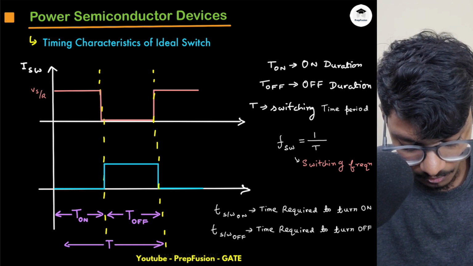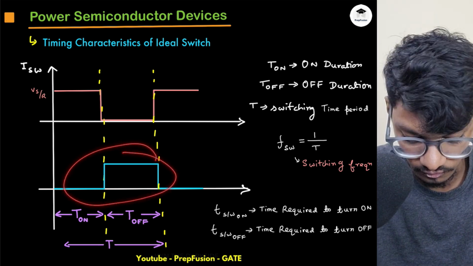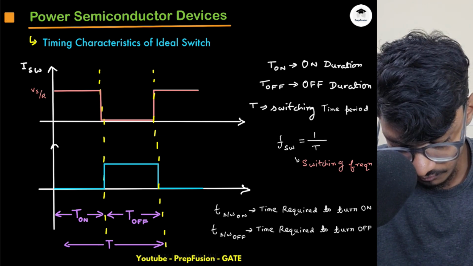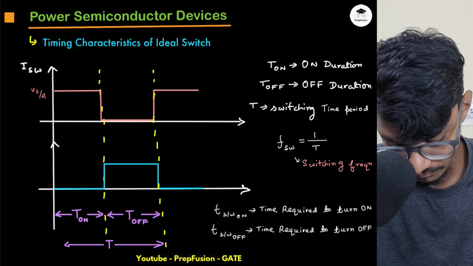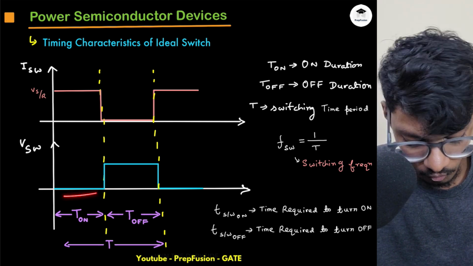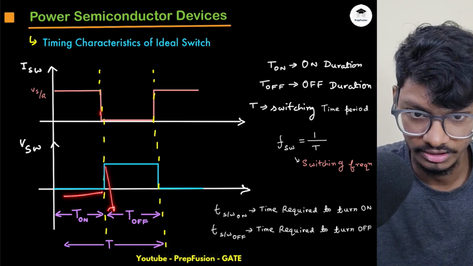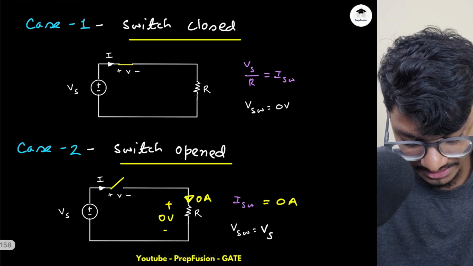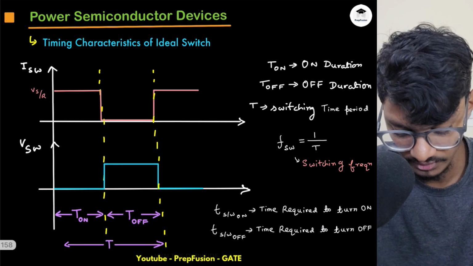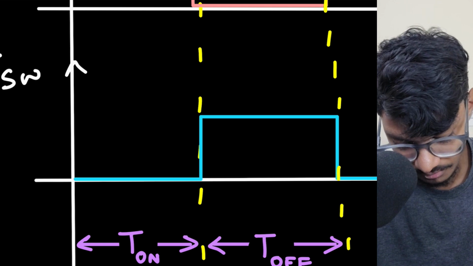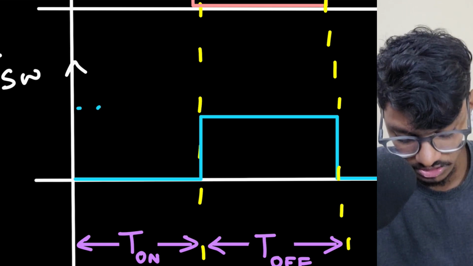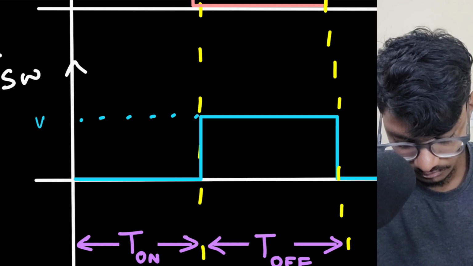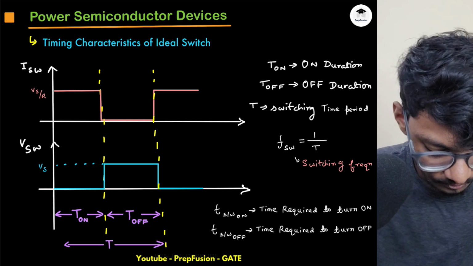The instant it turned off, obviously the voltage got into action. At this point of time the voltage was 0. So this is the waveform of the voltage VSW. Voltage was 0 when this was on, voltage across ideal switch will be 0, but just when this is off, the voltage is directly equal to Vs itself. Let's assume that Vs is some constant value, let's say 5 volts. So there is no delay.